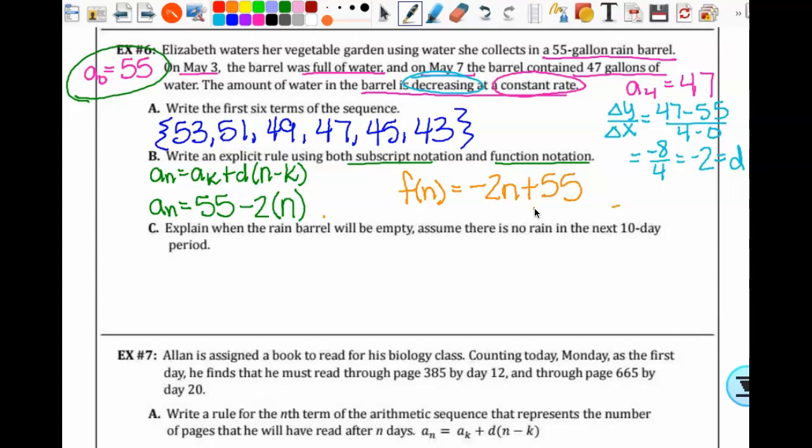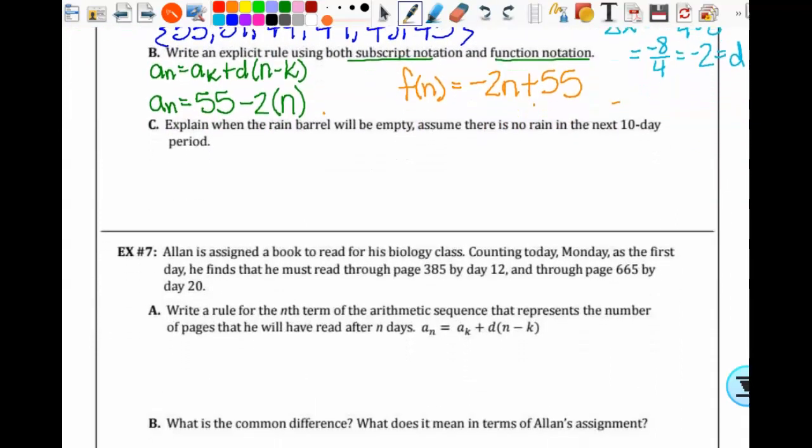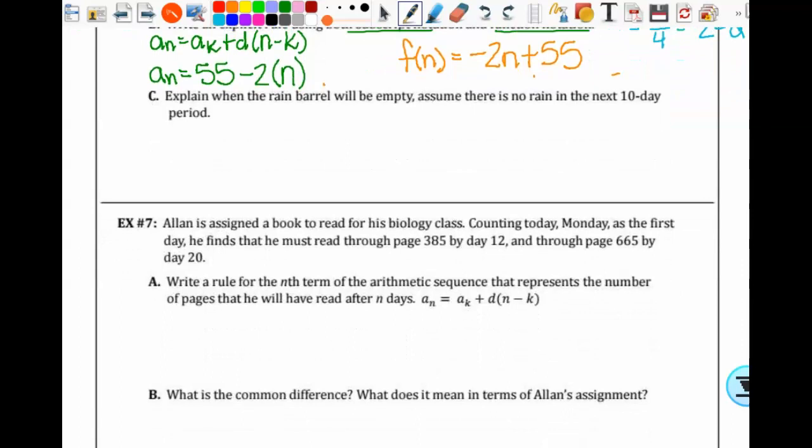All right, then it says, explain when the rain barrel will be empty. Assume that there is no rain in the next 10 days. So basically it's just emptying; it's not going to be filling back up. So we want to know n equals what? We don't know what day, basically, is what we're looking for. Will it be empty? Well, if it's empty, then how much is in the rain barrel? 0, okay? So do I substitute 0 in for n?